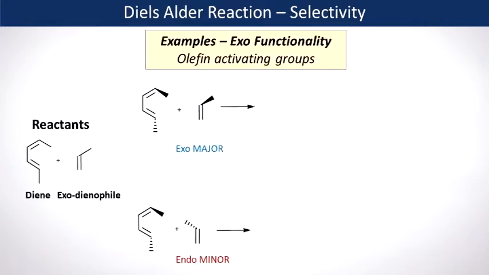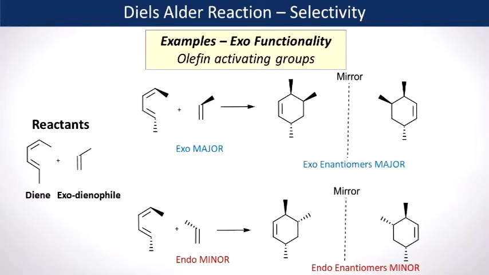In this example, we have a diene with a 6-strand configuration and an exo dienophile. It's exo because the functionality is alkyl. Therefore, when we carry out the reaction, we have the exo major product and we get the endo minor product. To draw its enantiomers, we simply draw a mirror as a dashed line and reflect across the dashed line, and we have its enantiomer.